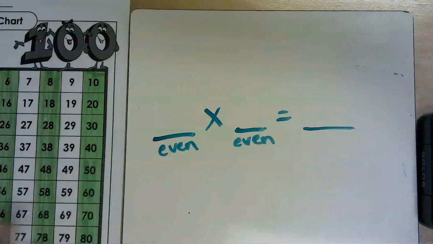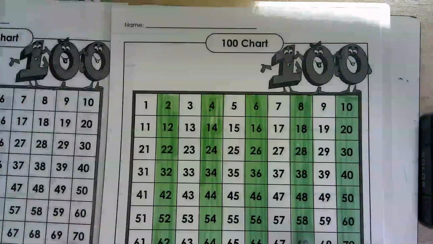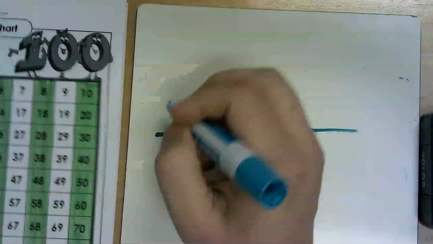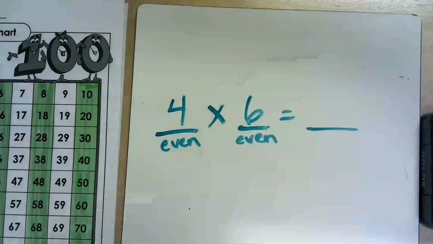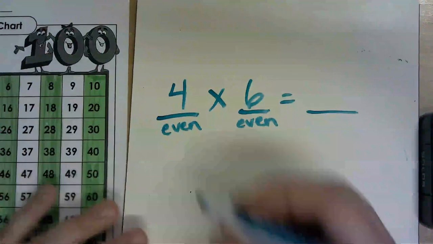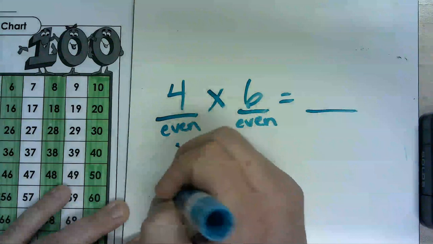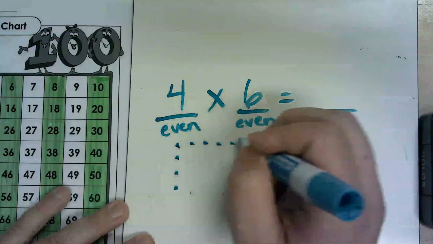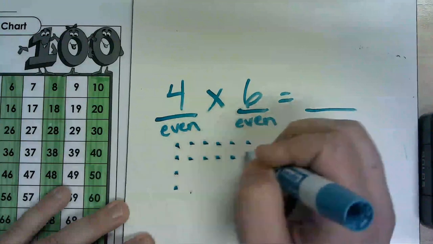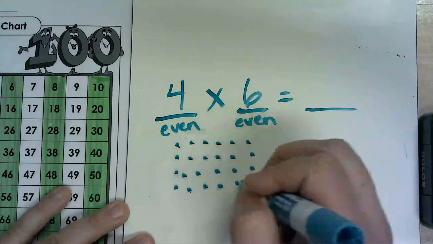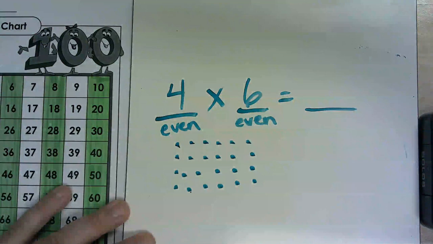Well, now I'm going to go ahead and try it out. So I'm going to grab my multiplication chart here. And I'm just going to use 4 and 6. 4 and 6 are going to be my 2 even numbers. So 4 times 6. If I've got 4 times 6, what that means is I've got 4 rows. 1, 2, 3, 4. I'm making my array. And I want 6 in each one. So 1, 2, 3, 4, 5, 6, and the same for each of the four rows. There we go. So there's my total.